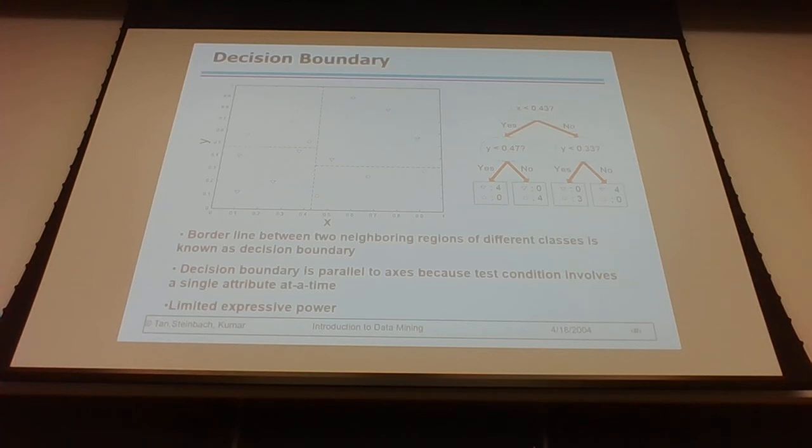Now what if I figure out the decision boundary? I mean a bad person, let's say. A bad person figures out the decision boundary.